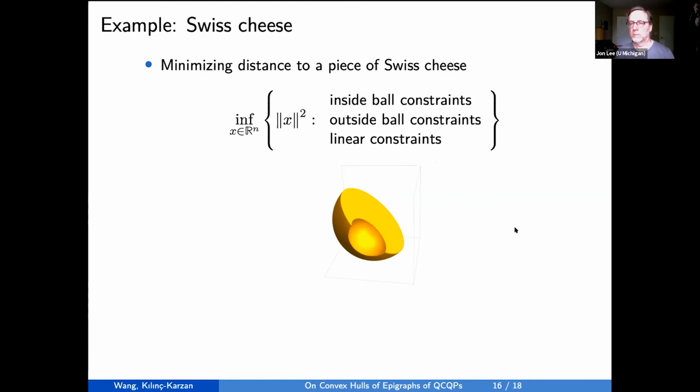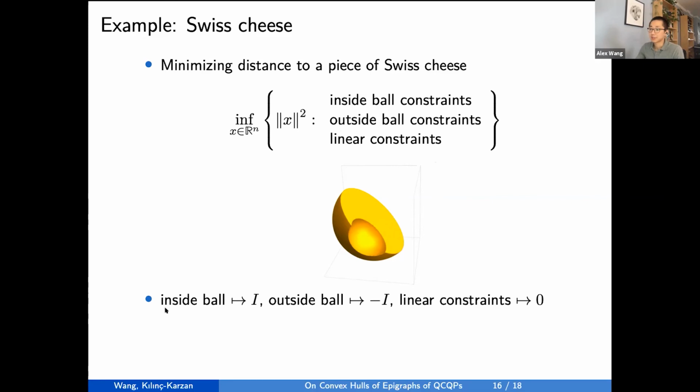The thing to note is that, because these are ball constraints, we can enforce all of these constraints using quadratic constraints. The first type of constraints would correspond to a quadratic function with a quadratic form of the identity matrix. The outside ball constraints would correspond to quadratic constraints with the quadratic form -I, and the linear constraints would correspond to quadratic constraints with quadratic form 0. So these are all multiples of the identity matrix.